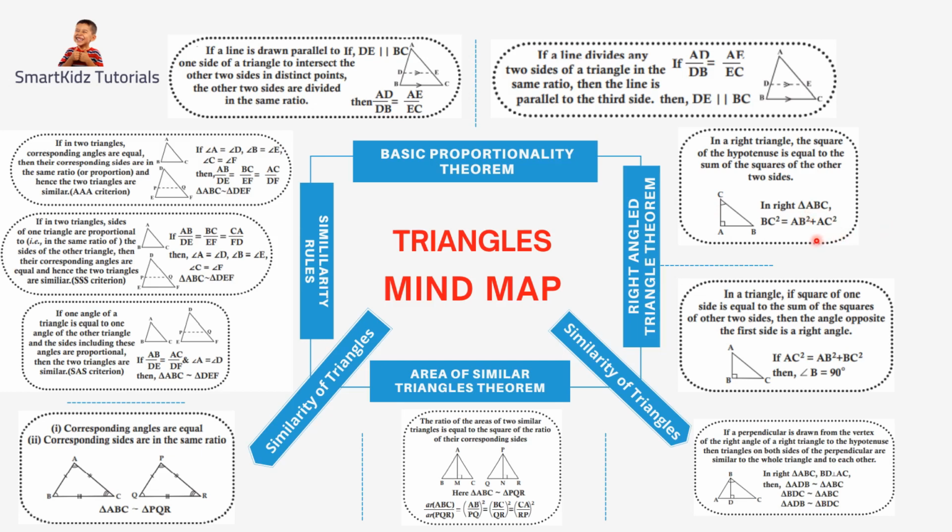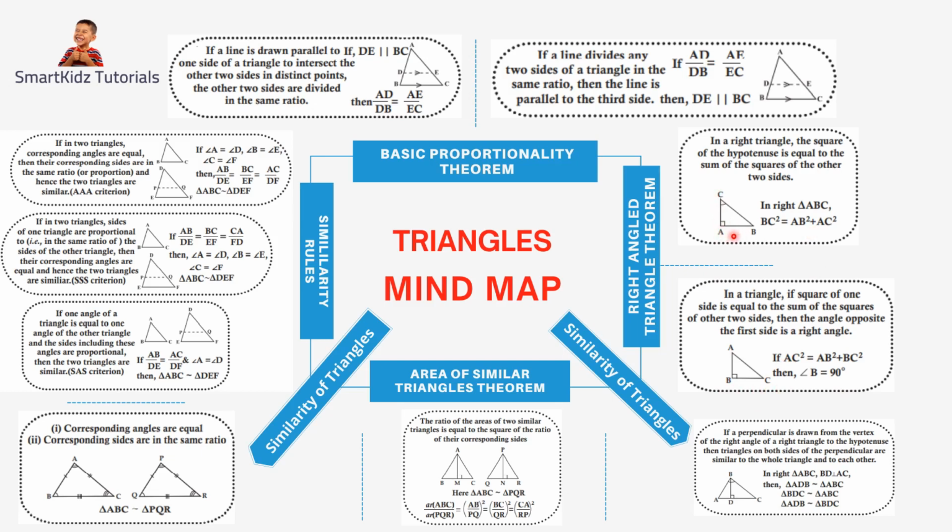If two sides are given, how do we find out the third side? The converse says that if we are already given that AC square is equal to AB square plus BC square, then we say that this triangle should be a right angled triangle. So the statement says, in a triangle, if the square of one side is equal to the sum of the squares of the other two sides, then the angle opposite the first side should be a right angle. In other words, this should be a right angle triangle.